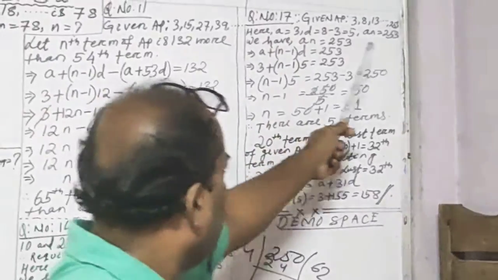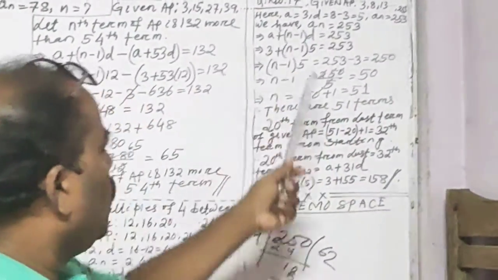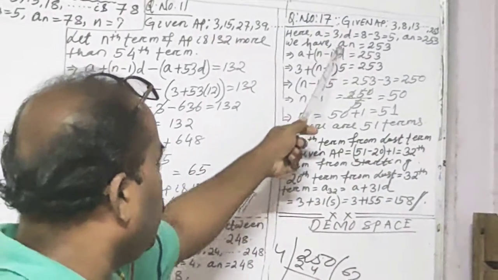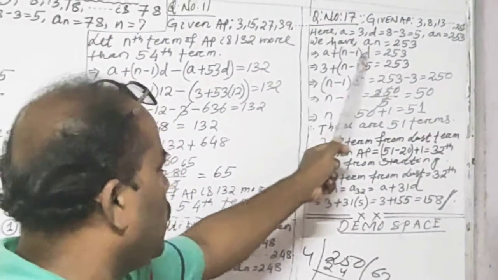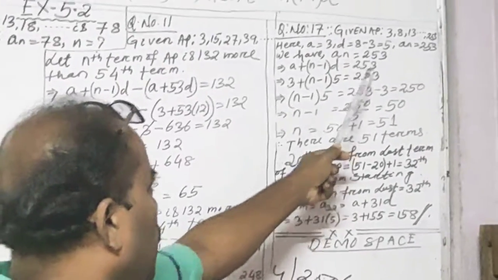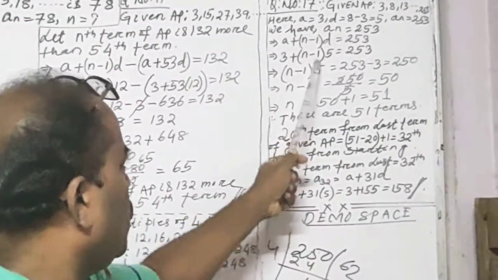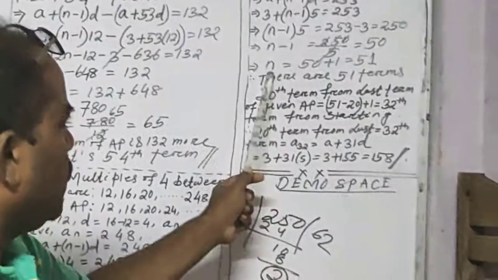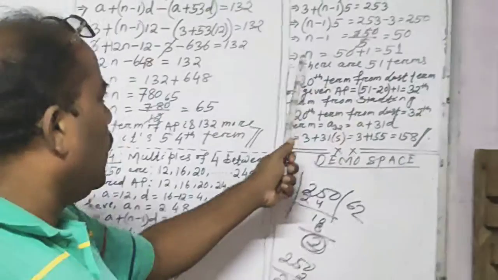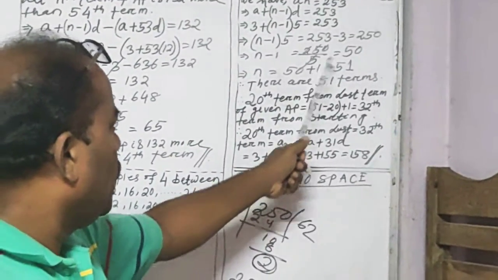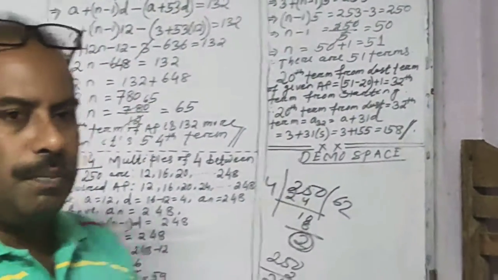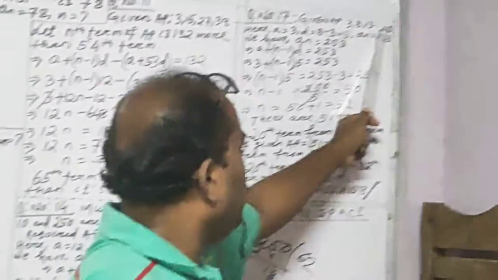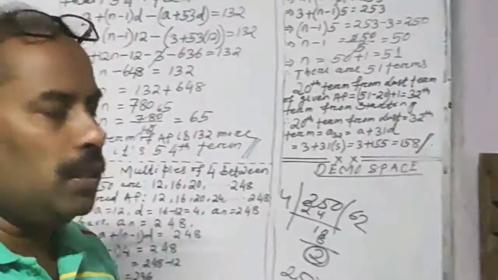So we have written here an is equal to 263. Now we have an is equal to 263 already from the given. So we have to put it in the formula: a plus n minus 1 into d is equal to 263. Then a is 3, plus n minus 1 into d, which is 5, is equal to 263. After solving, similarly as we have solved here, we will get n is equal to 50 plus 1, equal to 51. There are 51 terms in this AP, like 1, 2, 3, 4, 5. Like this, 51 terms will be in the AP.